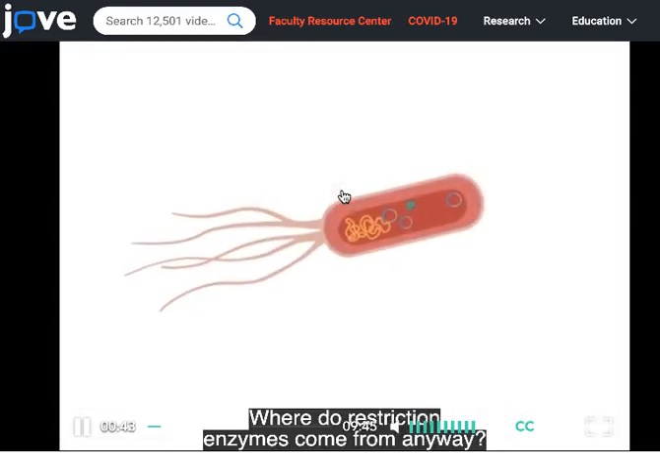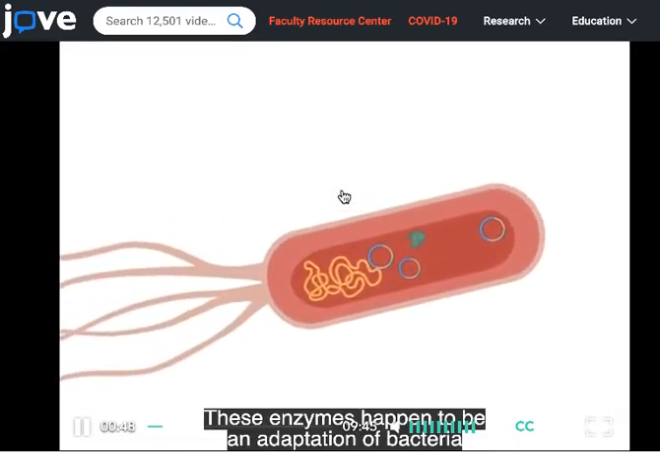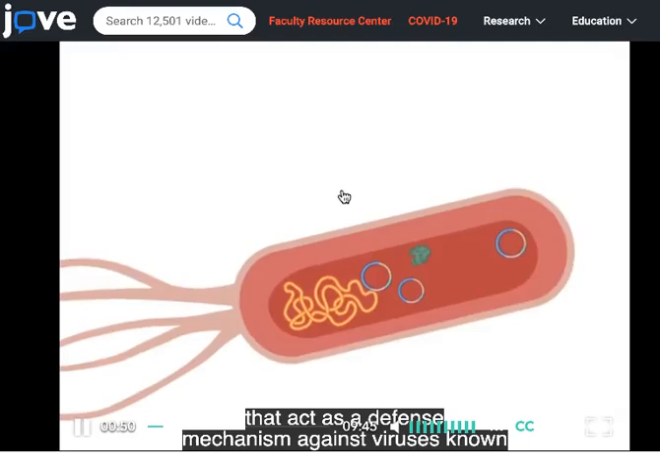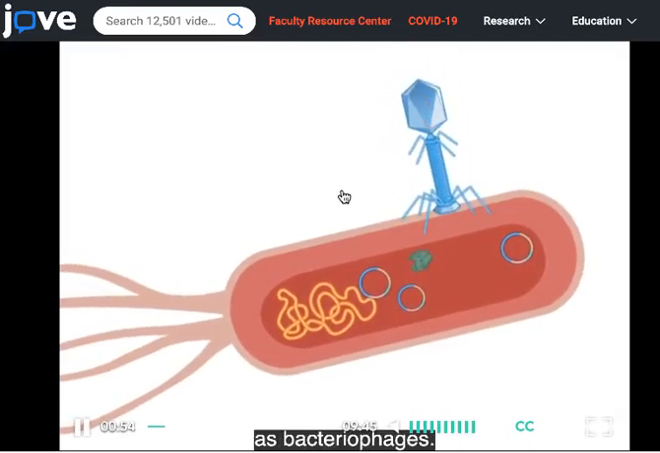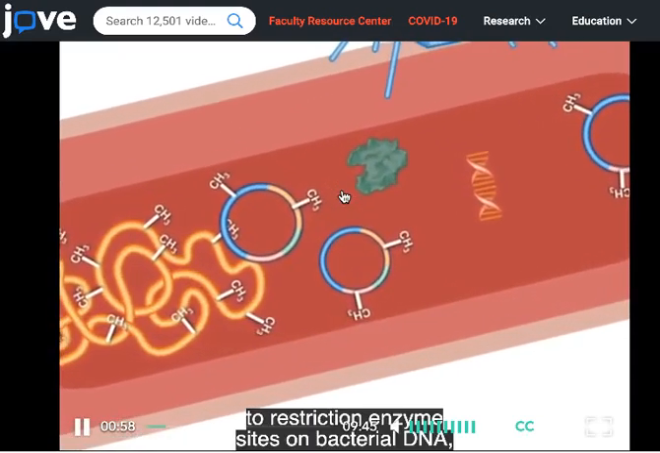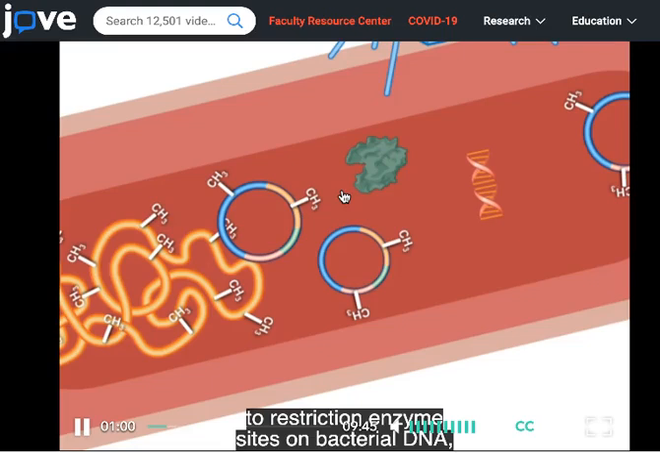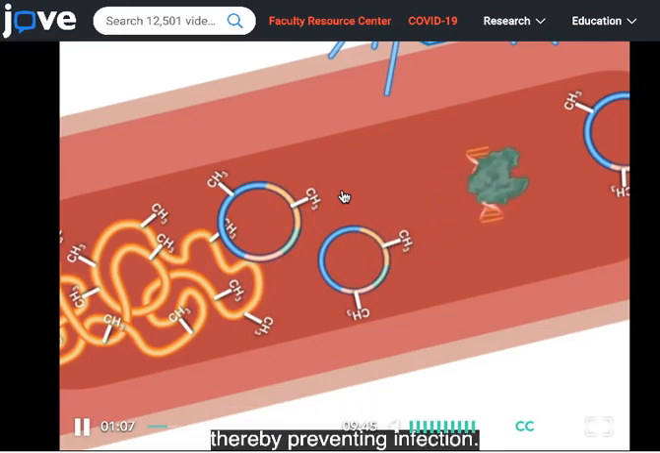Where do restriction enzymes come from anyway? These enzymes happen to be an adaptation of bacteria that act as a defense mechanism against viruses known as bacteriophages. Thanks to the addition of methyl groups to restriction enzyme sites on bacterial DNA, restriction enzymes only recognize and cut phage DNA, thereby preventing infection.